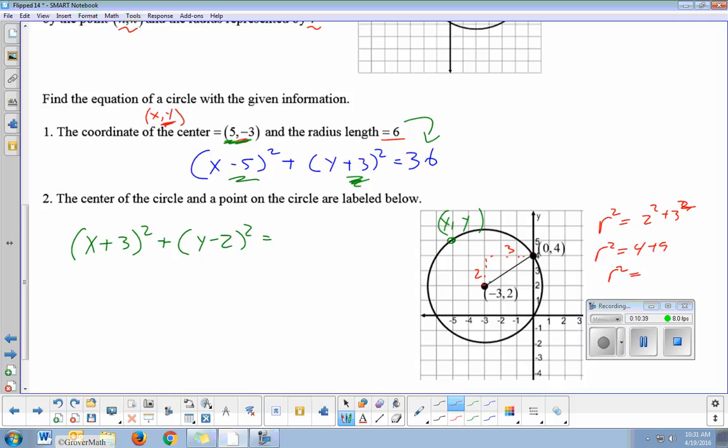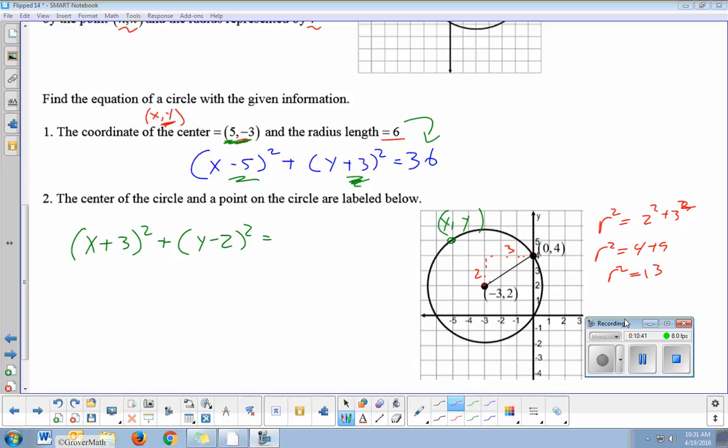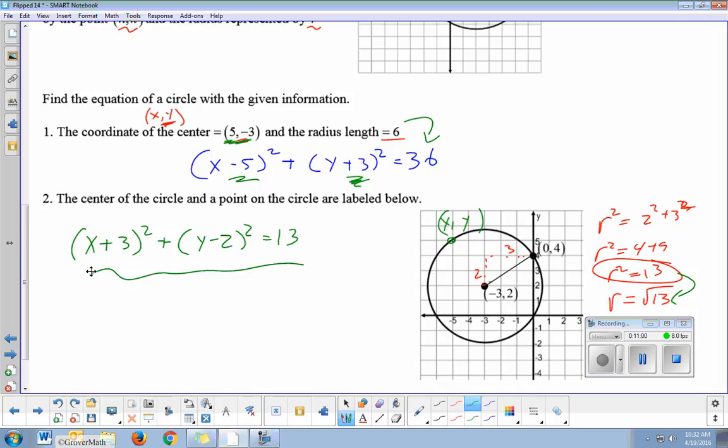r squared equals 13. And so the radius is the square root of 13, but for the equation, you actually want this. You want the r squared piece, because that's what goes in there, the radius squared. So you actually don't have to find the radius, you have to find the radius squared. But most people do end up finding the radius and then just going back a step. So here is the equation of this circle.